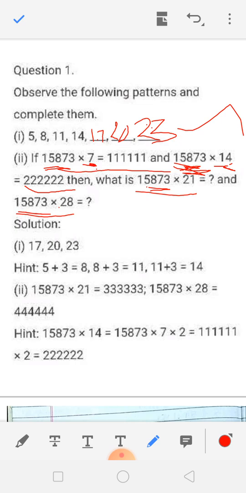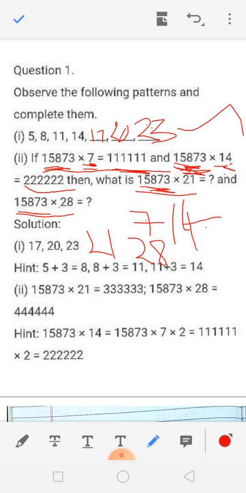Correct? So this value multiplied by 7 means the answer will be six ones. So the same number multiplied by 14. Why 14? Suppose 7, 14, and then 21, and then 28. This is the 7th table. So that number multiplied by 7, the answer will be six ones. Again that number multiplied by 14, the answer will be six twos.